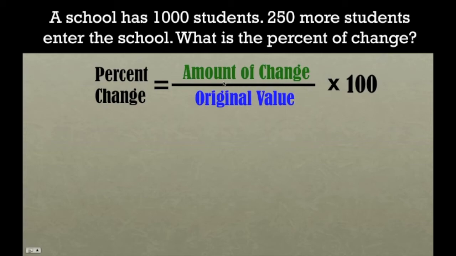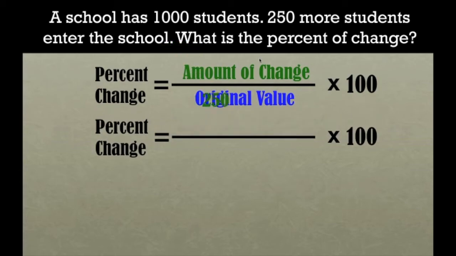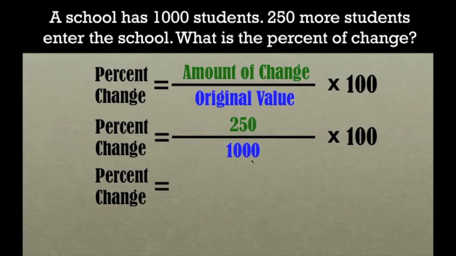So let's plug in our values. We know that the school changed by how much? Well, it says by 250, so we'll plug that in. And what was the original number of students in the school? Well, we know that's 1,000, so we'll plug that in. So we've got 250 over 1,000 times 100. And what's 250 divided by 1,000? That's going to give us the decimal 0.25. And we still have to bring down times 100, so we'll just bring that down.